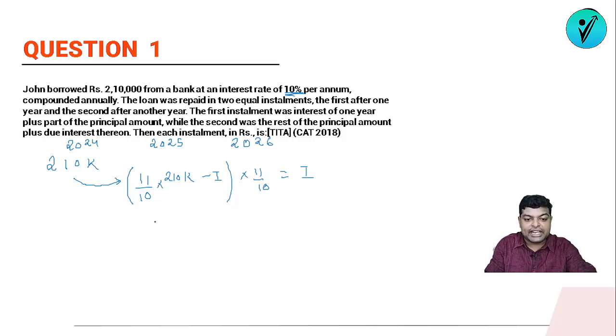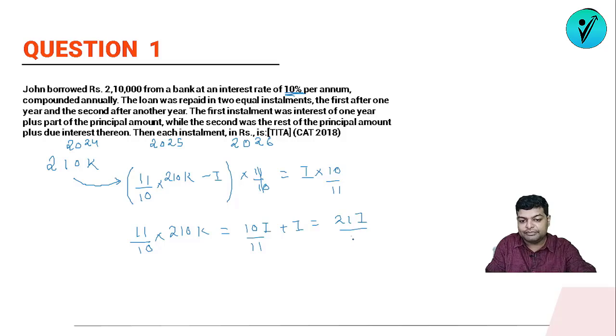So when I equate it, I move this 10 by 11 to this side, so it will become 10 upon 11. So here I'll have 11 by 10 into 210k. If you move this I to that side, it will be 10i upon 11 plus I. So it will be 21i upon 11. So this 21 and 21 will get cancelled, and this 0 and this 0 will also get cancelled. So what will be the value of installment that we will be getting? Installment is 11 into 11k, which is 121k.